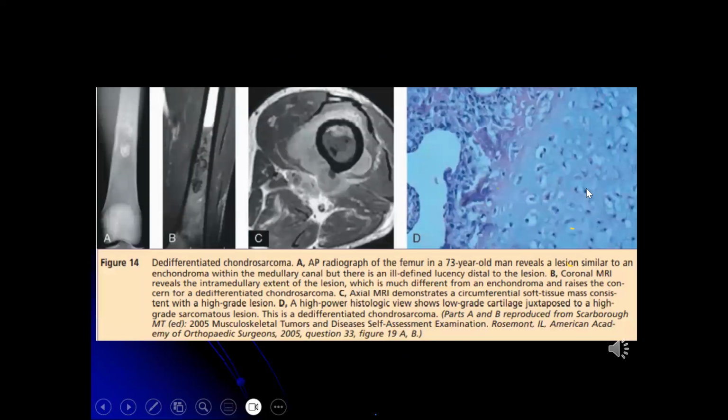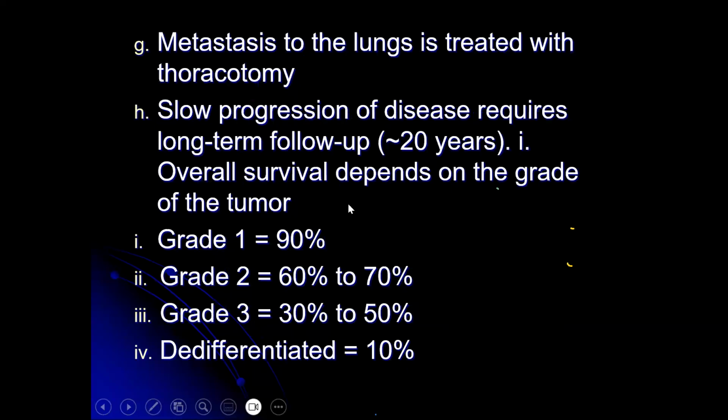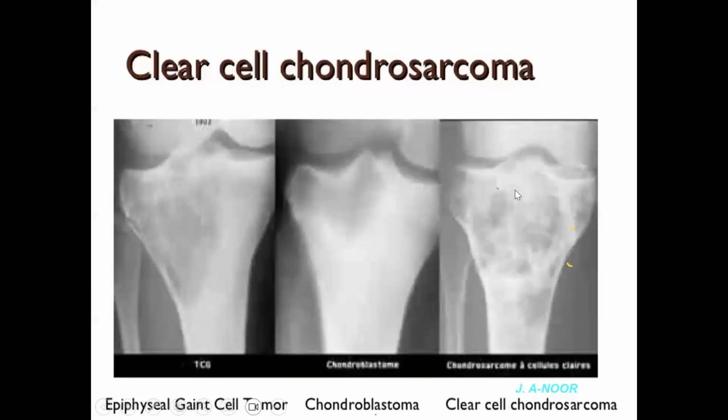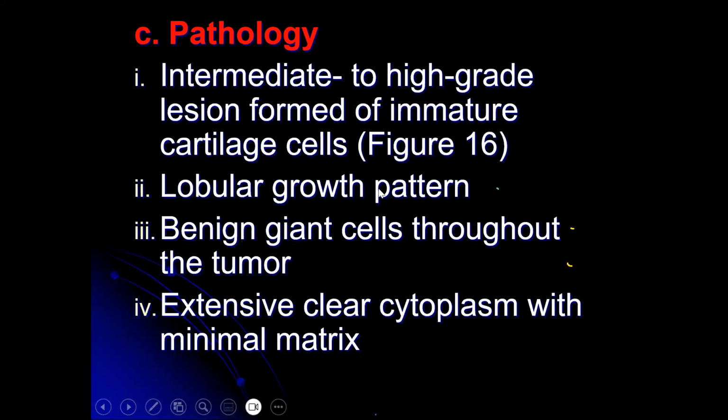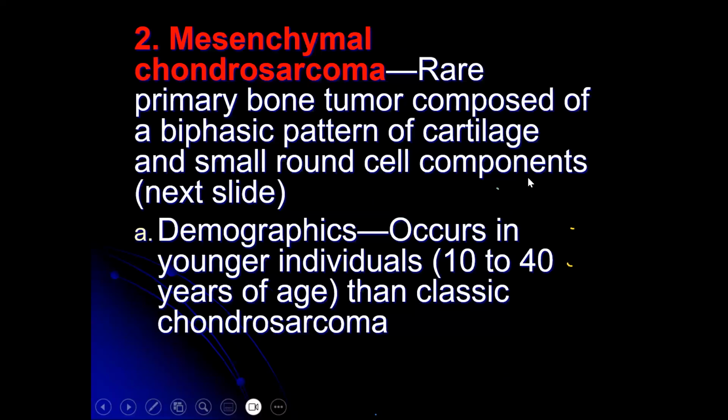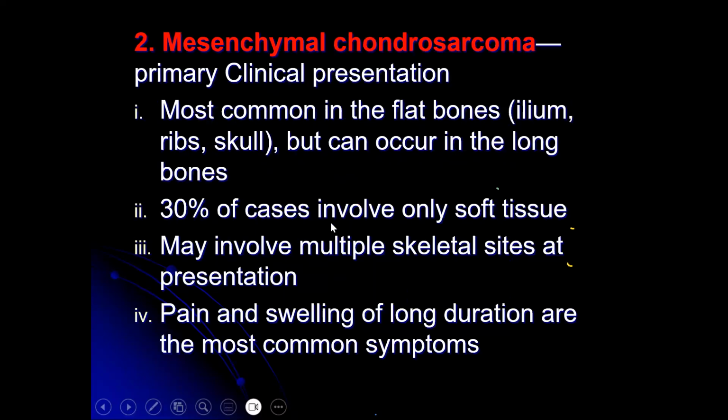So please read the subtypes, know what the types of chondrosarcoma are. I have them listed down. This is a clear cell chondrosarcoma. You have to know the pathology. So this would tell you. You have to know about the mesenchymal chondrosarcoma, which is composed of a biphasic pattern of cartilage and small round cells. And this shows you a lot about the condition.